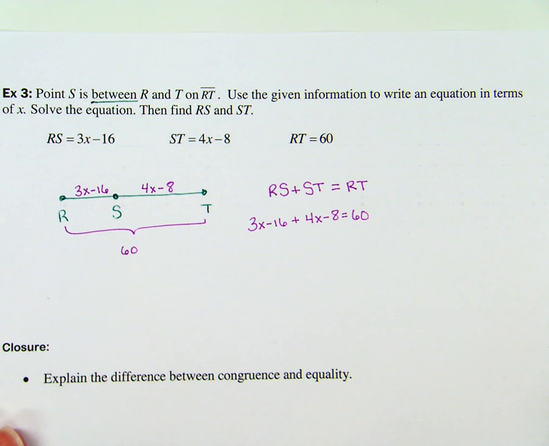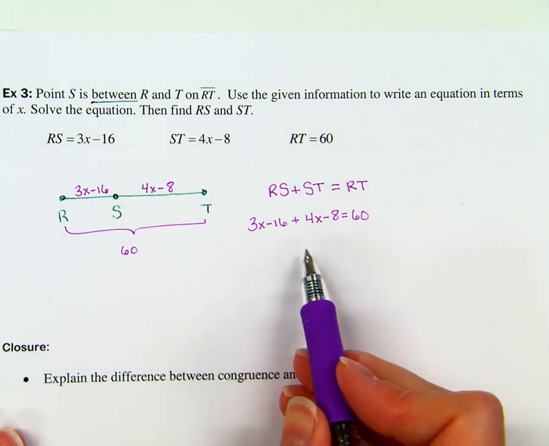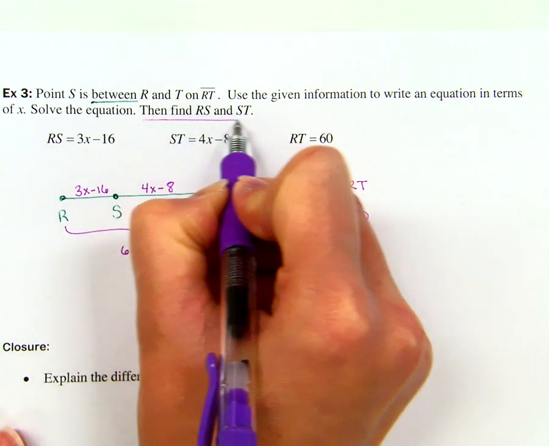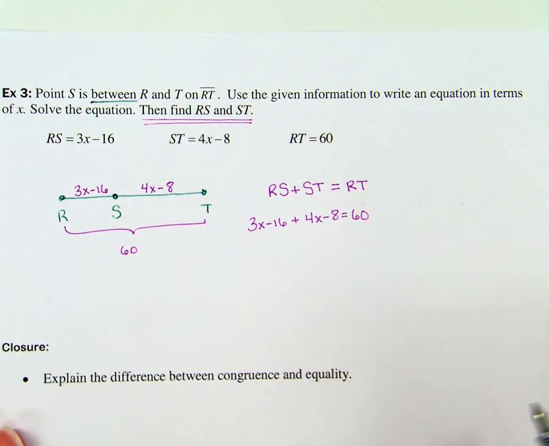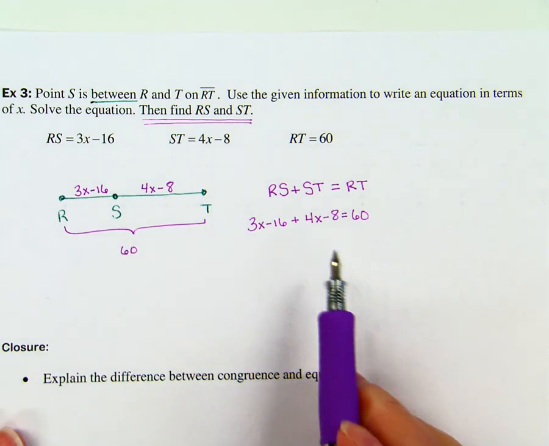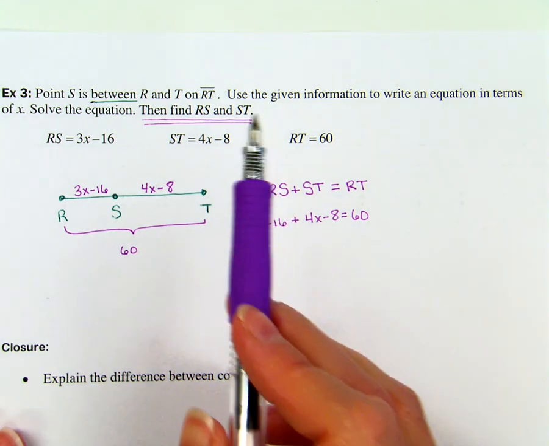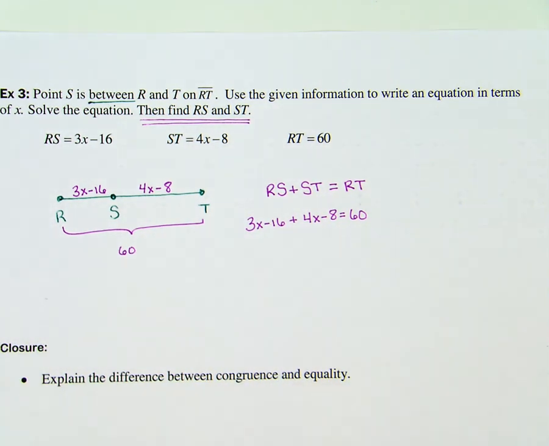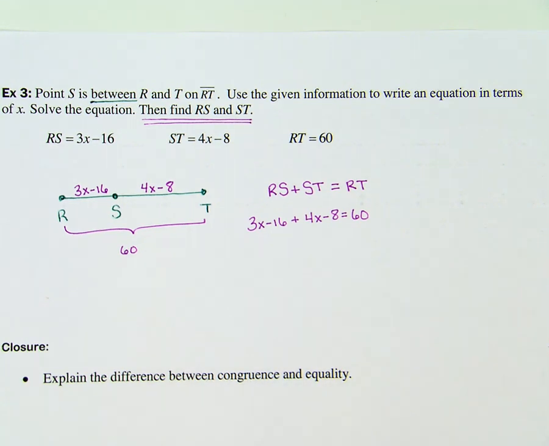Now that it's set up, guys, we've taken care of the geometry portion of this question. So I'm going to leave it up to you to finish the algebra. Make sure you do answer the question completely. We are not simply interested in finding x. It's important, but it is not the main goal. Remember to find RS and ST. You need to find their lengths. So think about, what do I need to do with that x in order to find the lengths of these two segments? After you finish that, take a minute and see if you can answer the closure question. Do you remember the difference between congruence and equality?